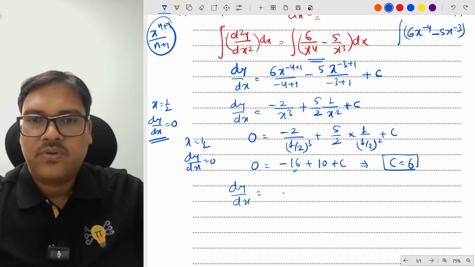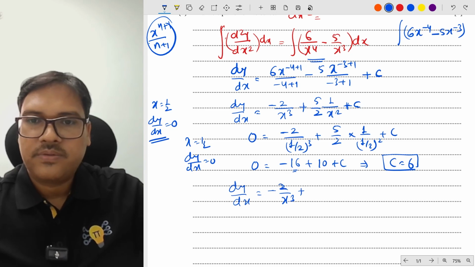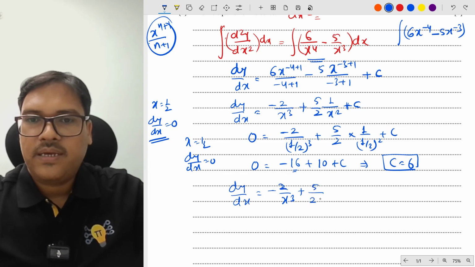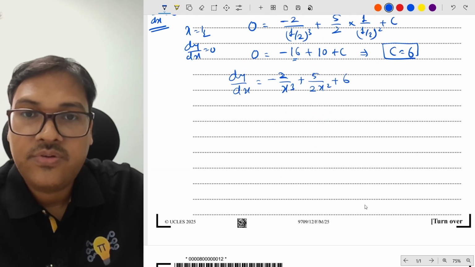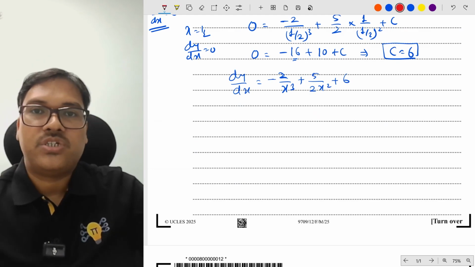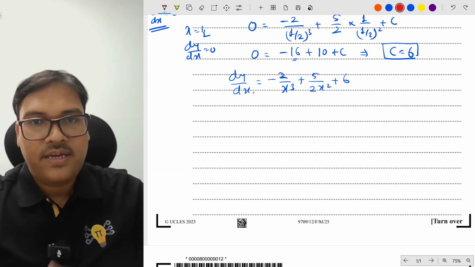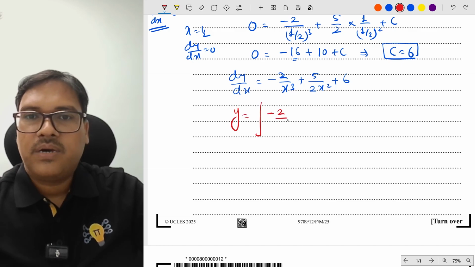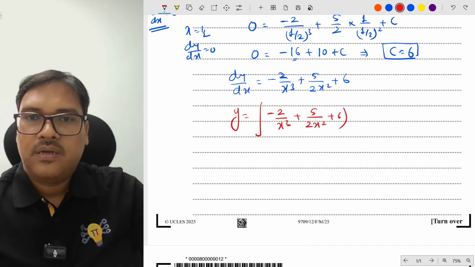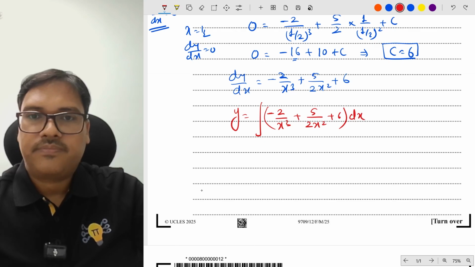dy/dx is equal to minus 2 by x cube plus 5 by 2 x square plus c. Now to reach the equation of the curve, again you have to solve this equation. We have to remove all the differentials. So if I again integrate, you can see y will be equal to the integral of minus 2 by x cube plus 5 by 2 x square plus 6, with respect to x.